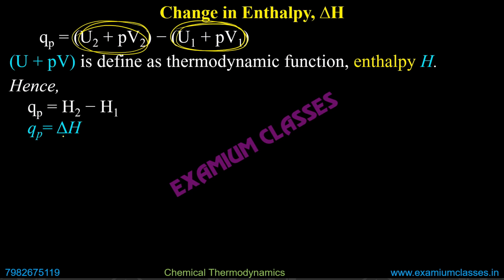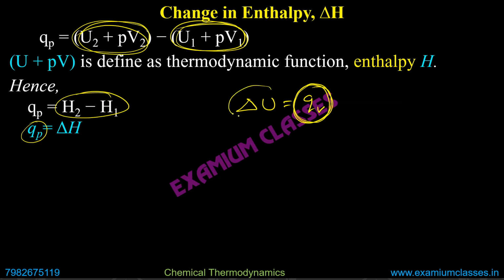So QP is actually delta H. H2 minus H1 is change in enthalpy. It is QP. So if you compare it, we said delta U is equal to QV. Means if we keep the volume constant, whatever change in heat is there, whether heat transfer to the system or from the system, that will be equal to change in internal energy. But if we keep pressure constant, then whatever is the change in heat absorbed or heat released, that will be equal to change in enthalpy.